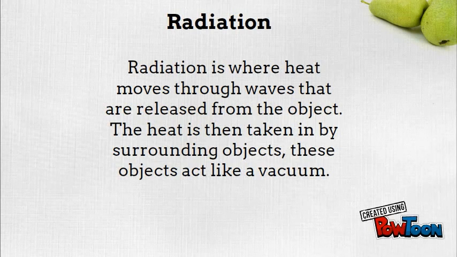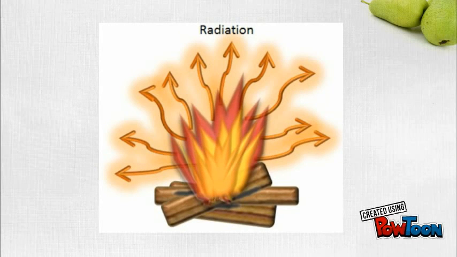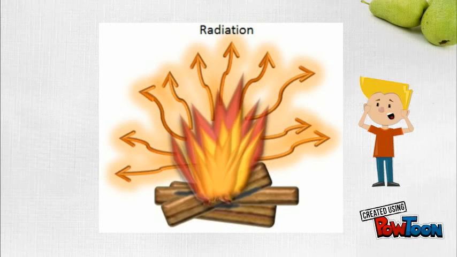Radiation. Radiation is where heat moves through waves that are released from the object. The heat is then taken in by surrounding objects. This image shows radiation. The heat of the fire moves through waves all around it. This process is called radiation.